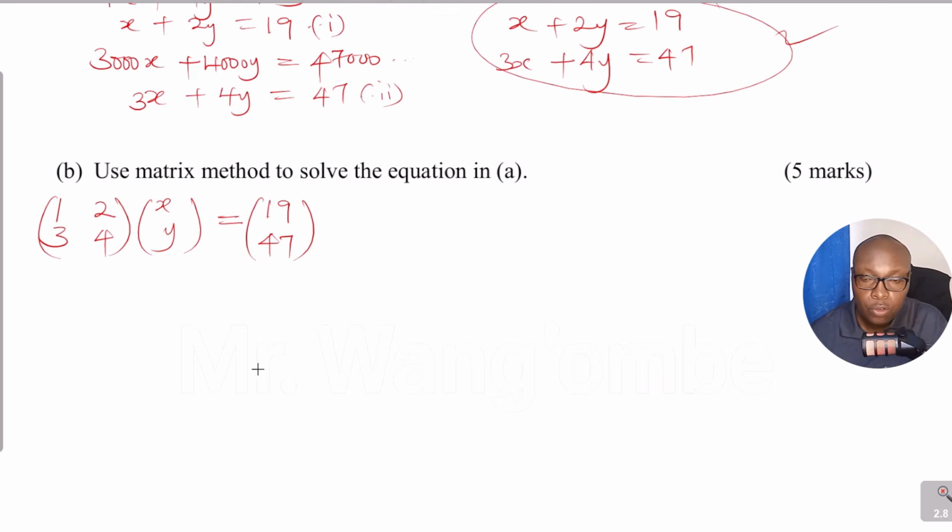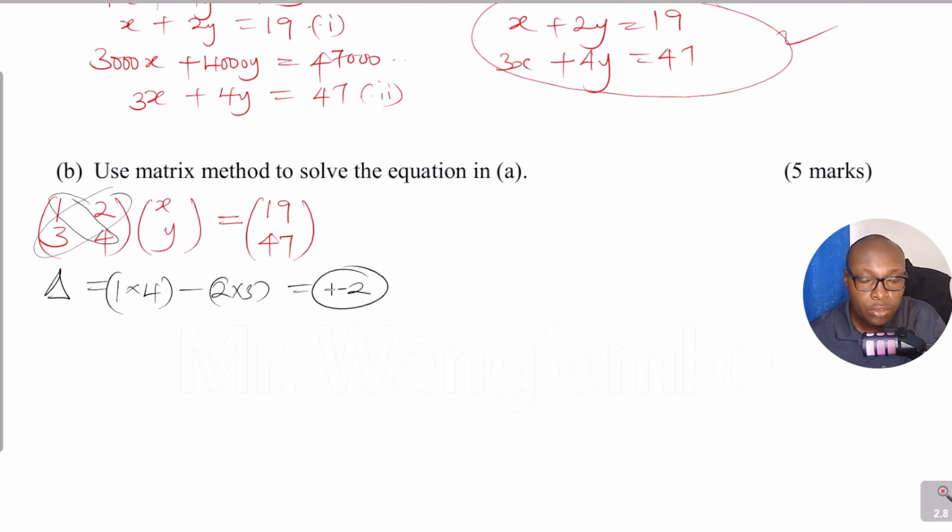Now, we solve. That is the first thing you do. You organize. So to solve this equation, first of all, you get the inverse of the matrix 1, 3, 2, 4. To get the inverse, you start by getting the determinant of this matrix. Get the product of the elements of this diagonal, 1 multiplied by 4, and then subtract the product of this diagonal, 2 multiplied by 3. This is 4 minus 6, which is negative 2. So the determinant is -2.